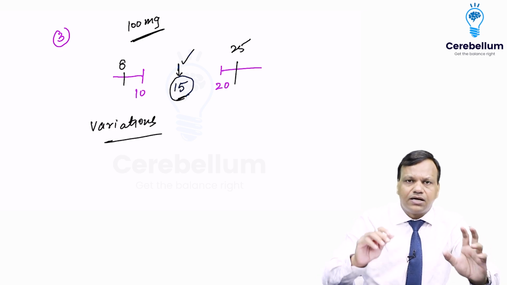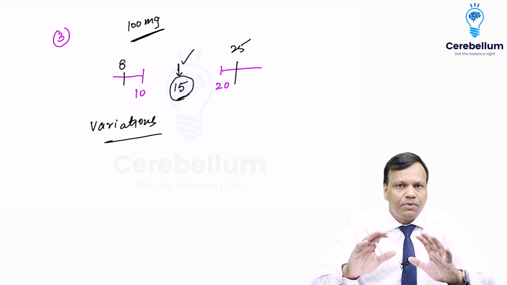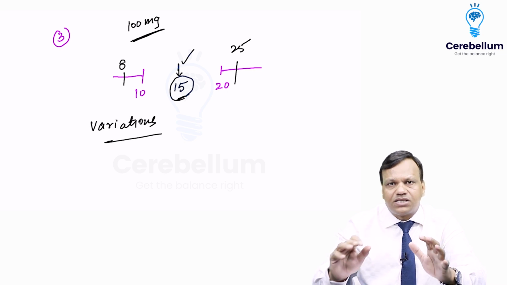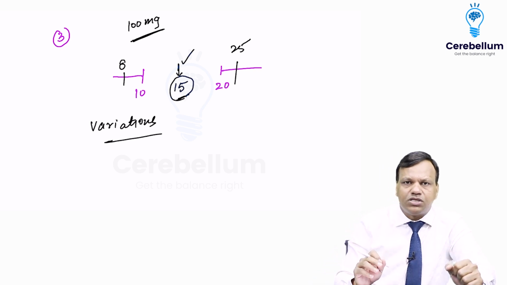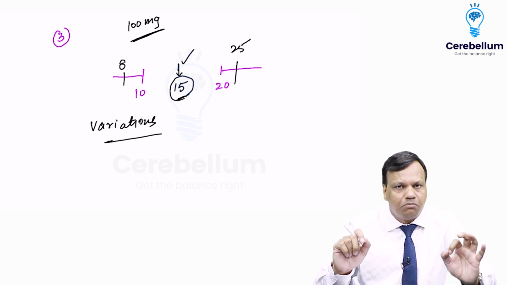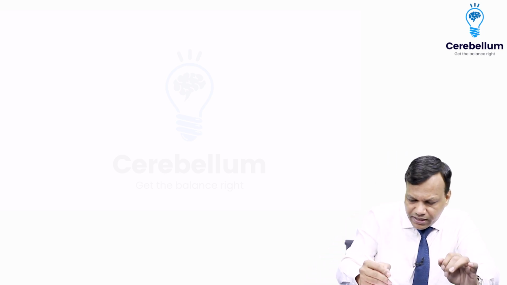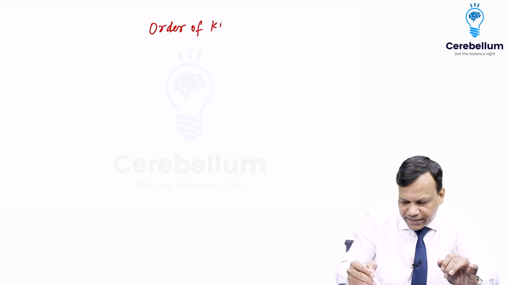Okay. So three criteria for doing TDM. Number one, the response should not be measurable. Number two, narrow therapeutic index. And number three, it should show variations. Okay. So that is important about therapeutic drug monitoring. Okay. Now with all this, we will move to the last topic here, which is called order of kinetics.